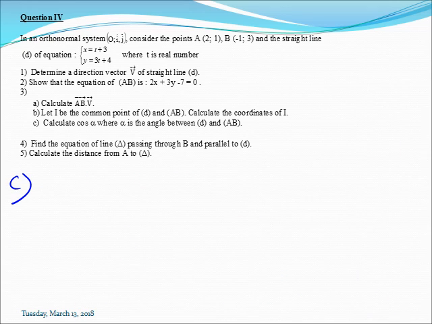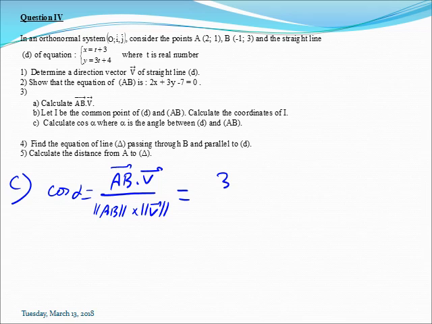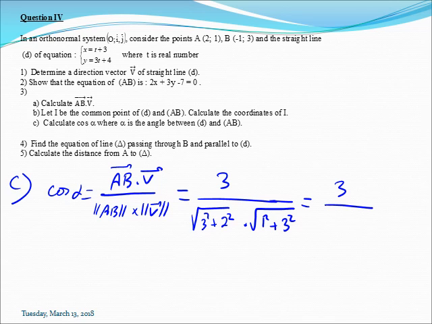C. Calculate cosine alpha, the angle between D and AB. Cosine alpha equals the absolute value of AB dot V over norm of AB times norm of V, which is 3 over radical of 3 square plus 2 square, times radical of 1 square plus 3 square, equal 3 over radical 13 times radical 10, equal 3 over radical 130, equal 3 radical 130 over 130.